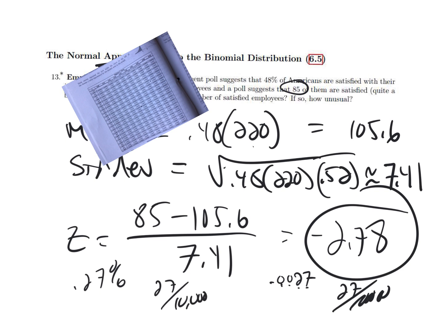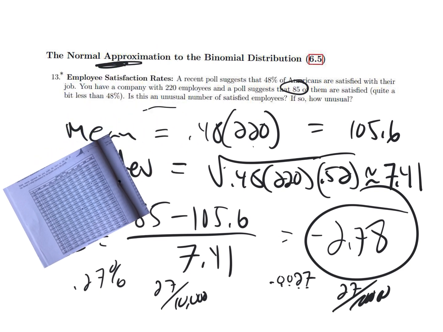So, some interpretations for this. With that lower probability, either the 48%, the results from that old poll that says 48% of Americans are satisfied with their job, either that's off or else this company has a problem. Or at least the company with 220 employees. So I would suggest that maybe this company is having some issues that they probably should resolve.